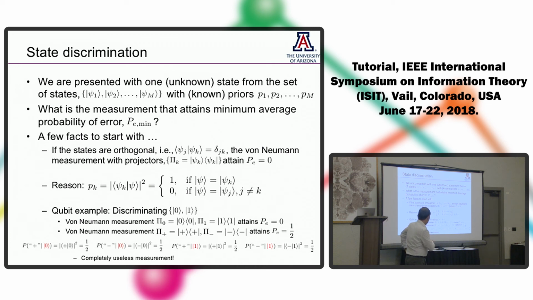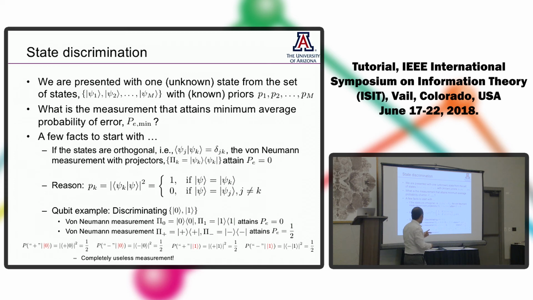So let's take one simple example here. This is an obvious example. So a single qubit, 0 or 1. So let's say I give you 0 or 1. If you pick |0>, |1> as your projectors, you will get error probability of 0, which is basically the two-dimensional example of the example that I gave you.